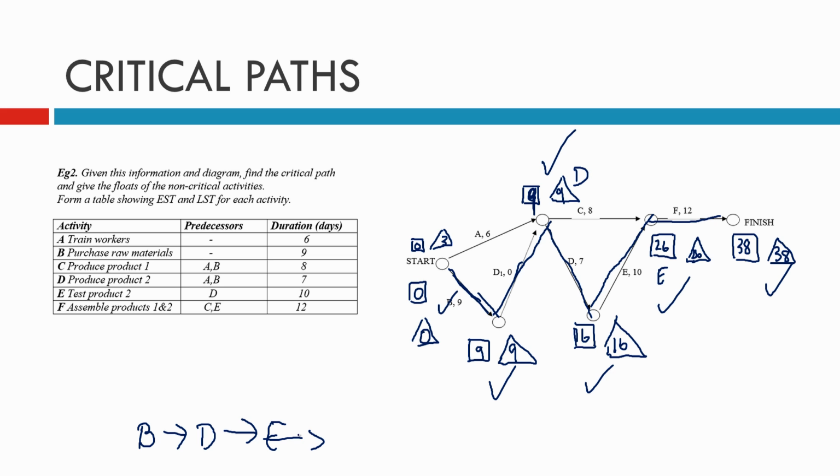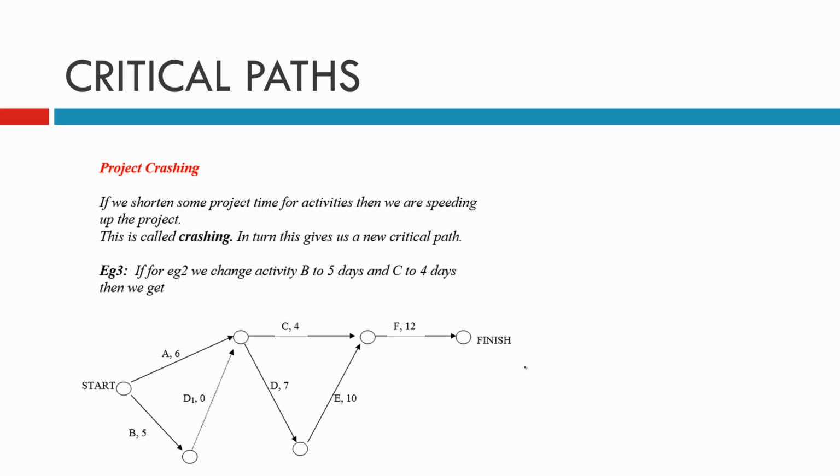Floats of the activity. Okay, so we didn't include A. A has a difference of 3. We didn't include the C. Now C, remember, we had 18. So 18 take away 9 is a difference of 9. And I believe they're the only two from memory that I can see. So that's it on that one there. We haven't done the table. We won't worry about the table. That's pretty easy. You're just writing them in, so you've got it.